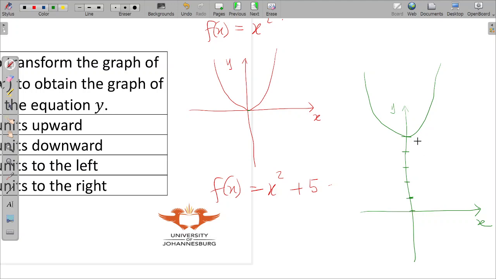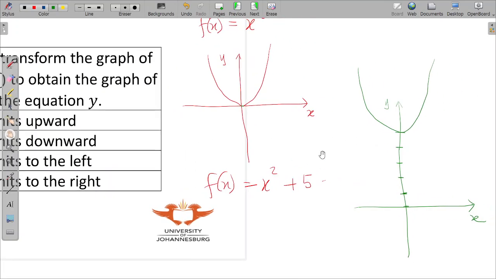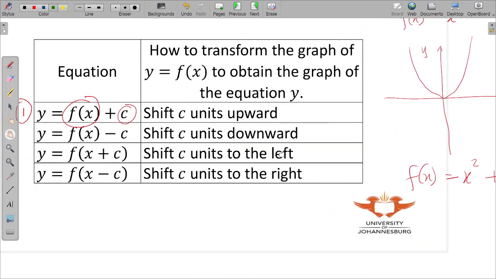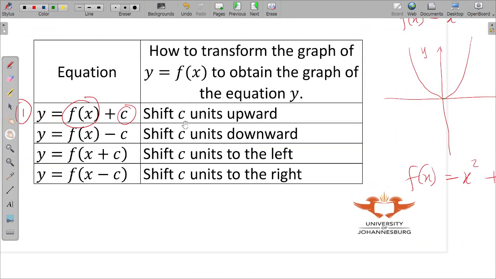Again, you don't draw it on the same graph, you draw it separately in another graph. You draw another graph separately from the basic one because we want to see the basic one first. Okay, so that is it. You shift c units upward. c is a constant depending on what is given here.